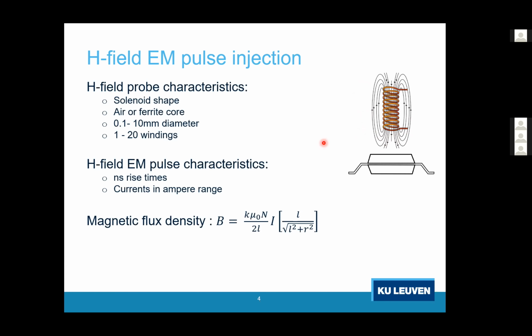Another advantage of using these H-field probes is that you can build them with very fast rise times. The rise time of the EM pulse that you inject can be in the nanosecond range, but they require very high currents in order to generate enough power in your field to actually inject a pulse. The range of the currents is in the ampere range, which puts quite some stress on the components that you use to build the setup.